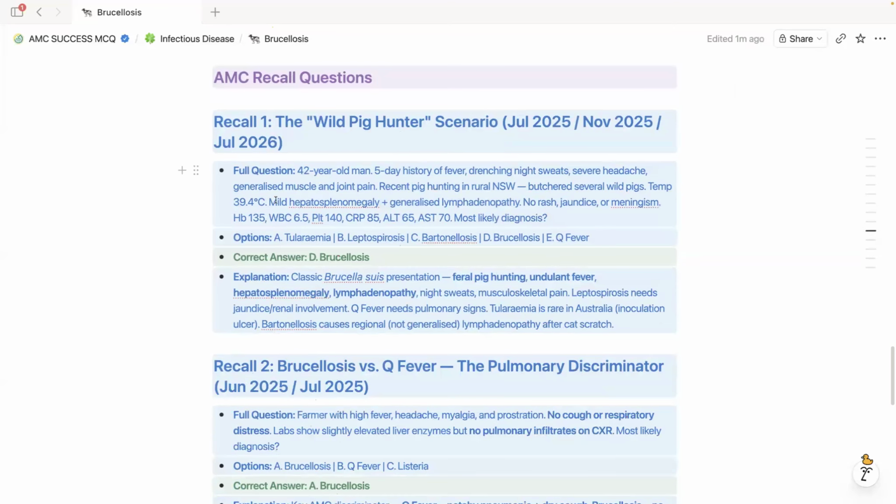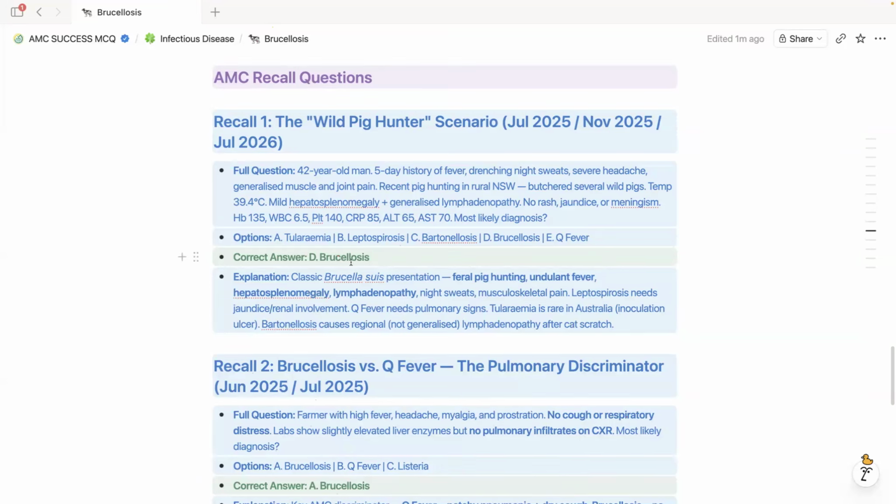This question: a 42-year-old man came with a 5-day history of fever, drenching night sweats, severe headaches, and generalized muscle and joint pain. Recent pig hunting in rural New South Wales, butchered several wild pigs. Temperature is 39.4, mild hepatosplenomegaly, generalized lymphadenopathy, no rash, jaundice, or meningism. Hemoglobin 135, WBC 6.5, platelets 140, CRP, ALT, AST high. Most likely diagnosis: tularemia, leptospirosis, Bartonella, brucellosis, or Q fever?